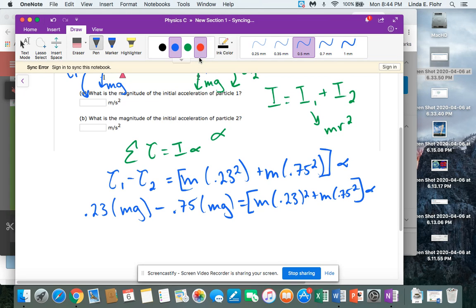All right. Now I'm just doing algebra at this point. The m's cancel because it's in every single term. This g is just 9.8. I have a whole bunch of numbers, and I can solve for alpha. Now, when I find alpha, that's not the actual question they're asking. Alpha is the angular acceleration in radians per second squared, and they ask for the linear acceleration.